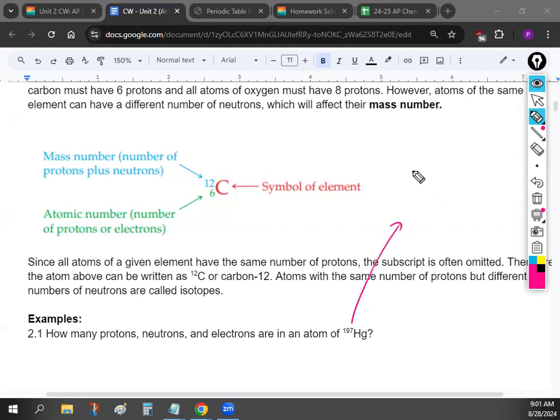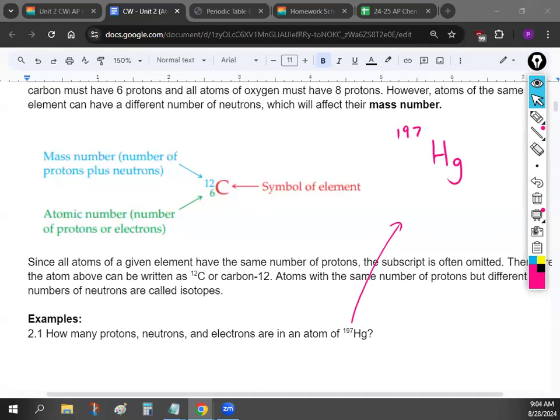But I want you to tell me how many protons, neutrons, and electrons are in this element right here: 197 Hg. Okay, so take about 2 minutes. You can use your phone calculators, or I encourage you to do that. You have about 2 minutes, and then we'll go over it together.